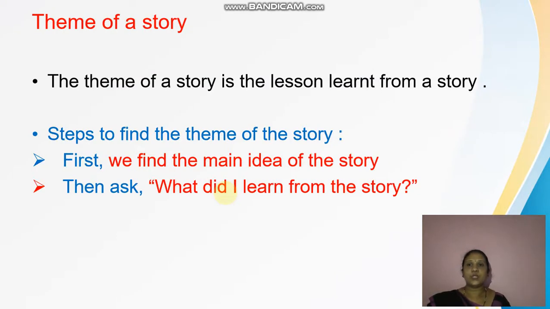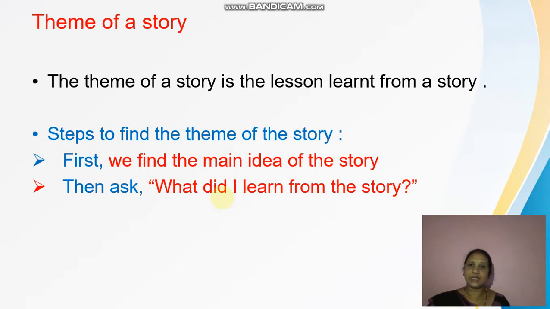Theme of a story. So students, now let us see what is the theme of a story. The theme of a story is the lesson learned from a story. So the theme of the story is nothing but what we learn from the story. To find the theme of a story, we have to follow some steps. So now let us see what are those steps. First, we find the main idea of the story. Then the second step is ask what did I learn from the story.